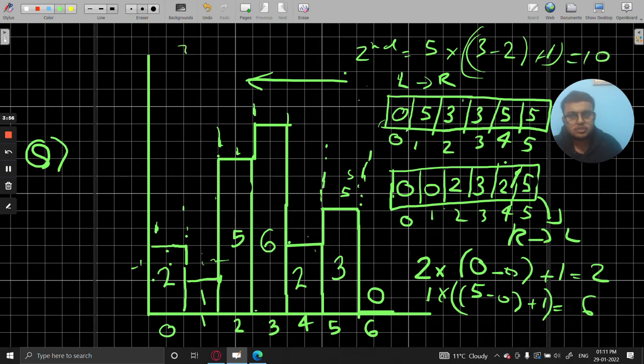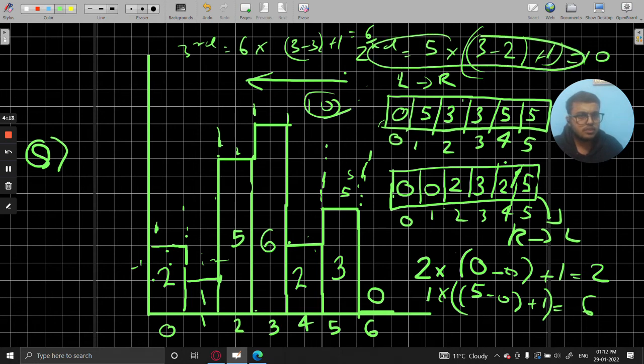Now for the third histogram, we will be having 6 multiplied by 3 minus 3, that is 0, plus 1, that will be 6. Now we will be doing the calculation for all the histograms, and eventually we will find that 10 is the highest, which we got for the second histogram. So 10 is the highest. So this will be our answer.